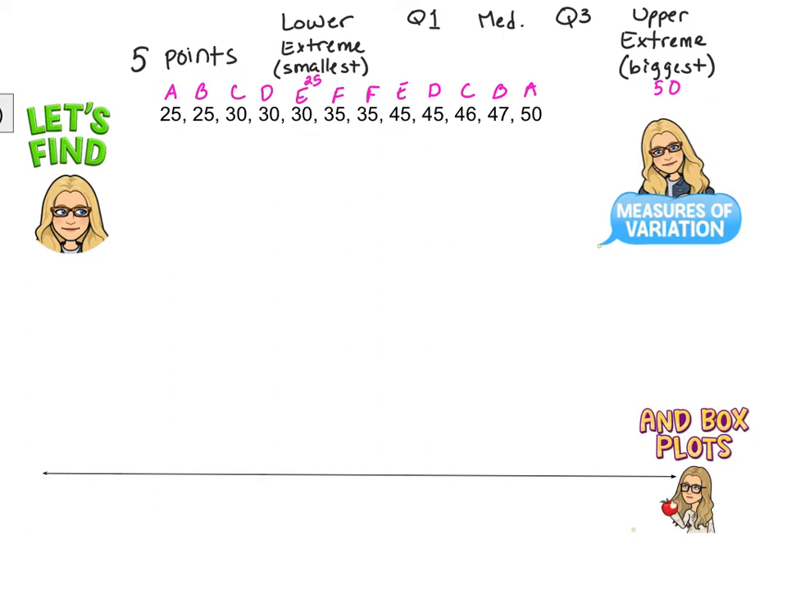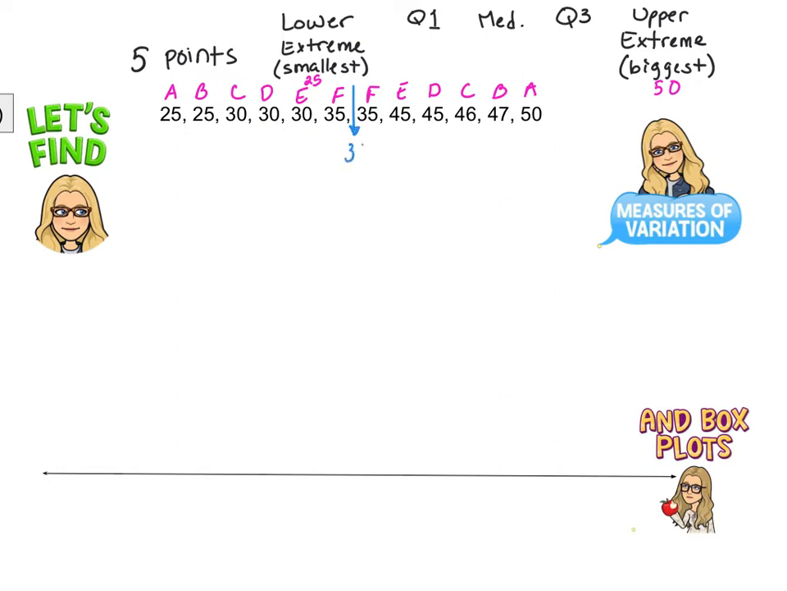But I cannot have 2 medians. I have to find what's in the middle of 35 and 35. And I like to think about it like this. If I had 5 35s in a row, the middle one would be 35. If I have 2 35s in a row, in the middle of them would be a 35. So if I have the same 2 middle numbers, then that is definitely the median. And I'm going to go ahead and write that.